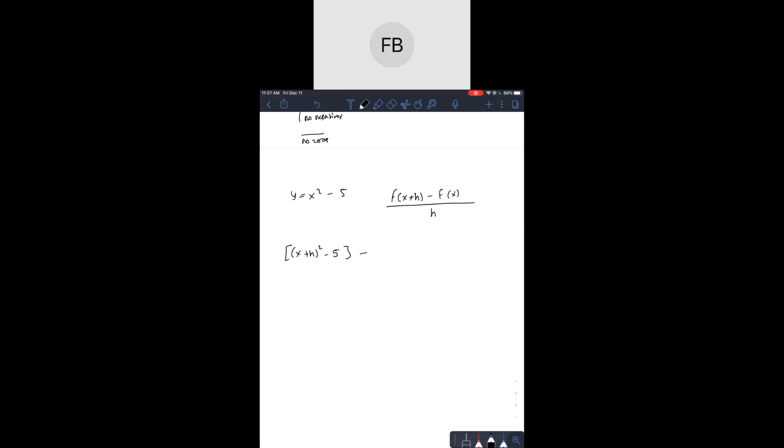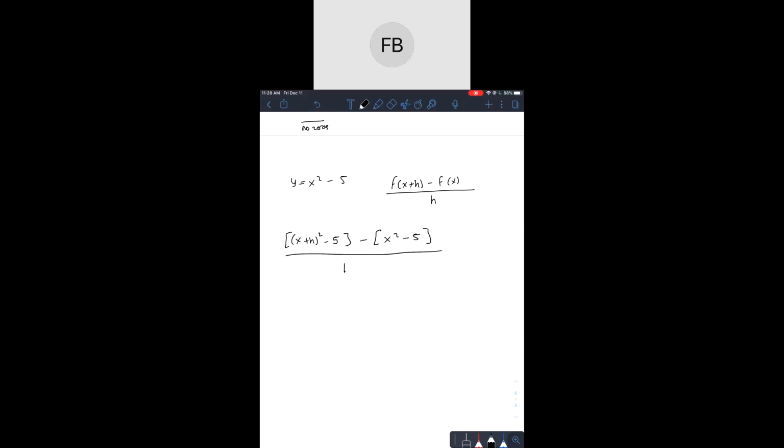Minus f of x, and then f of x is just x squared minus 5. So you basically plug, in this first situation, you plug x plus h in for every value of x. So I did that here. This is where our x had been x squared before, but I just put x plus h instead. And then in the second one, you just keep it normal. For the x's, you just plug in x. All right. And this is all divided by h.